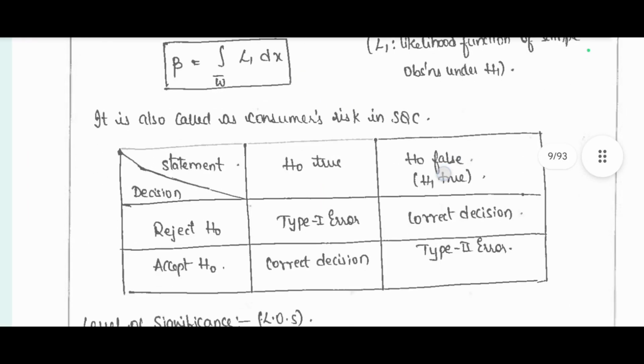It is easily remembered by the following table. Rejecting H naught when H naught is true is type 1 error. Accepting when it is true is no error. Rejecting H naught when H naught is false is also the correct decision. Accepting H naught when H naught is false is type 2 error.